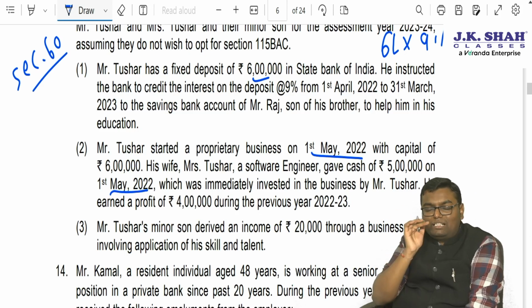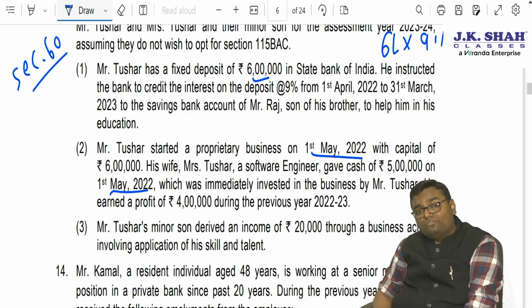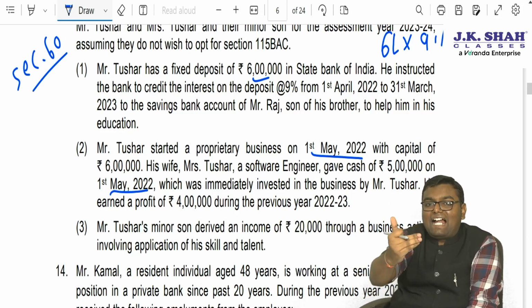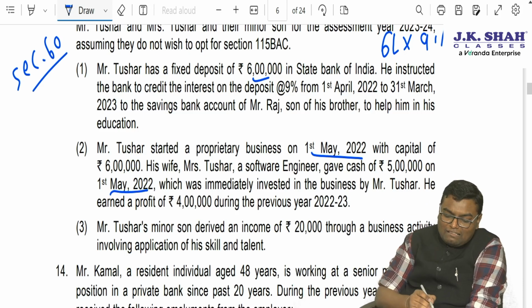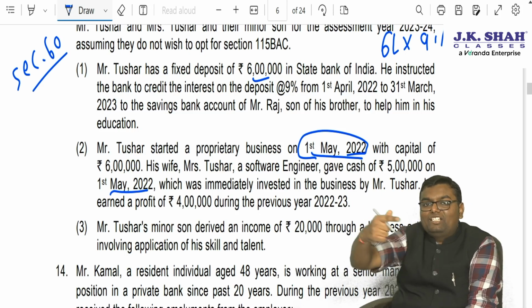In the very first chapter, in the introduction, I always teach one point: Section 3, the definition of previous year. Generally, the previous year starts from 1st April and ends on 31st March. However, for any new business coming into existence, the previous year starts from the day on which the business has been started. So here the business has been started on 1st May 22, and that's why the previous year for this business is 1st May 22 onwards.